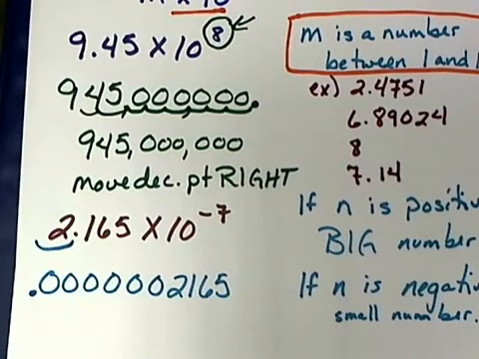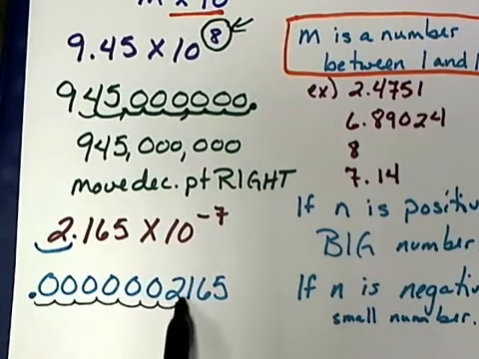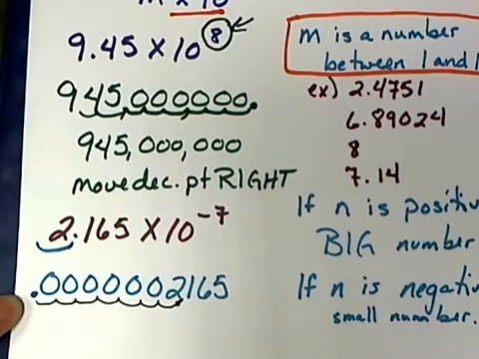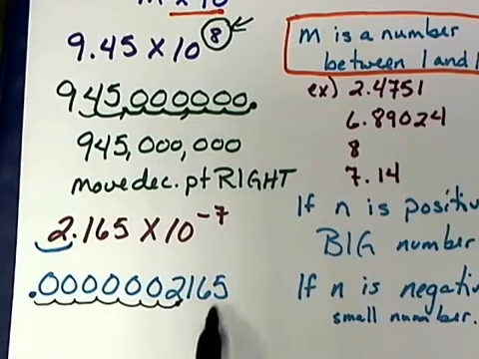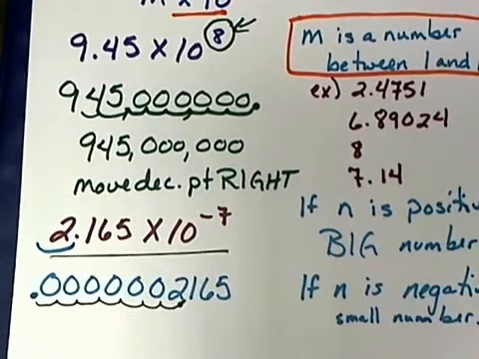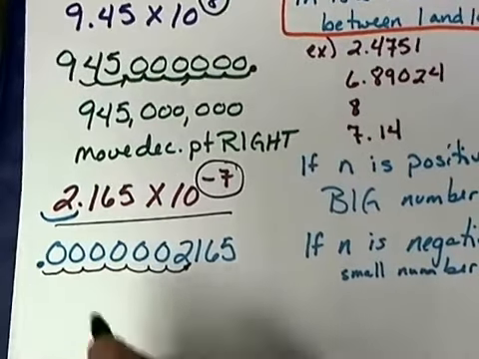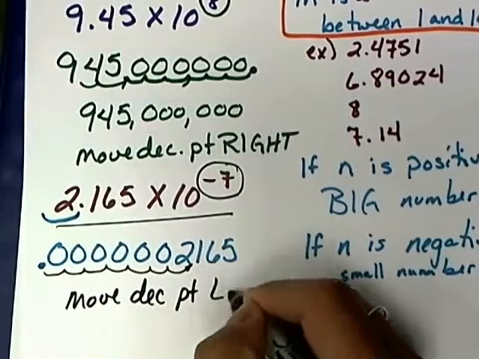You can always check to make sure that you didn't count incorrectly. It was 1, 2, 3, 4, 5, 6, 7 spots. So the decimal point is now in front. So we have 0.0000002165 is what this number represents. So here the exponent was negative, so we move the decimal point to the left.